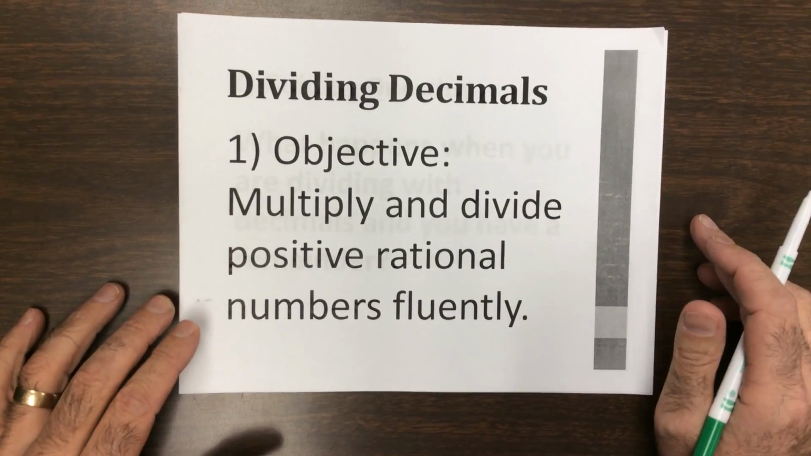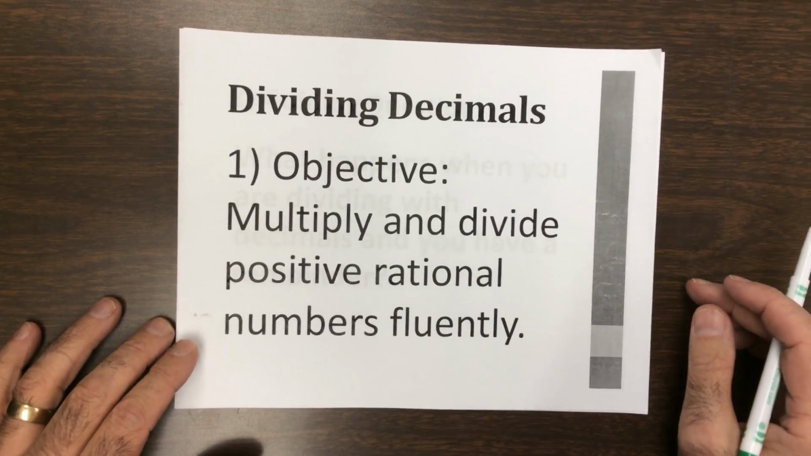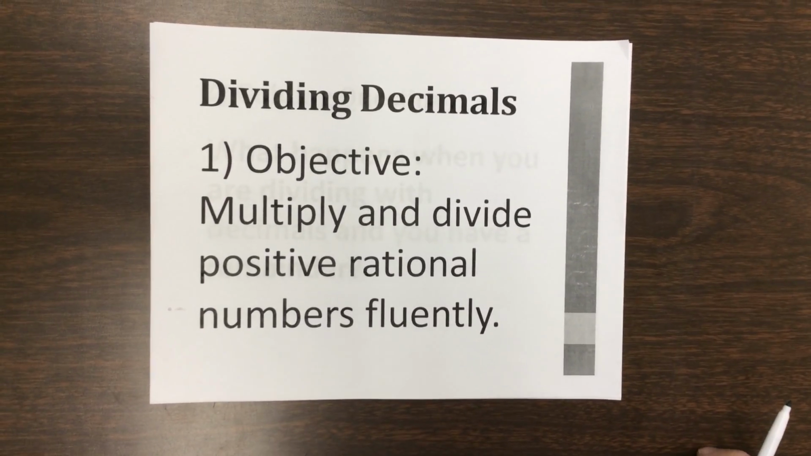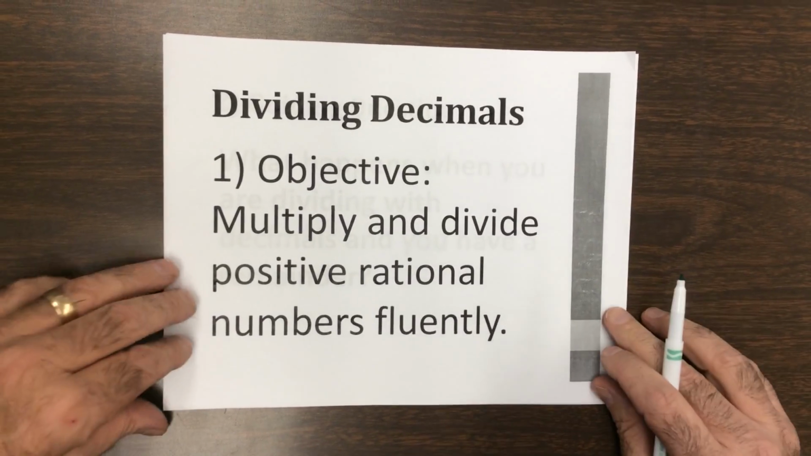Okay, so dividing decimals. Number one, in your journal, this is our objective. We are going to multiply and divide positive rational numbers fluently.